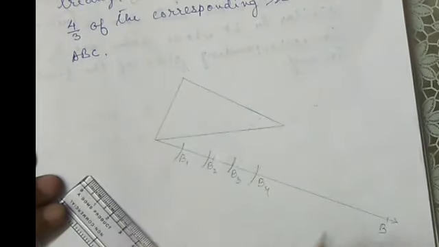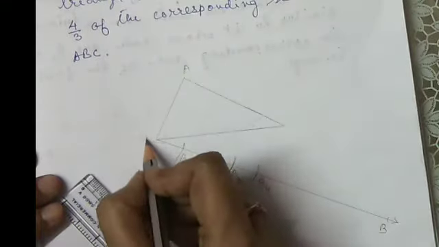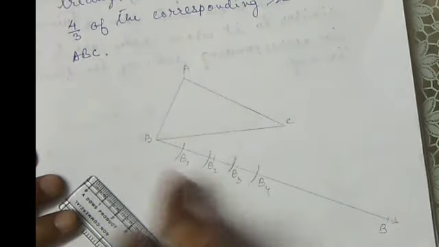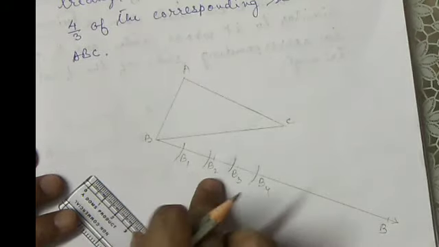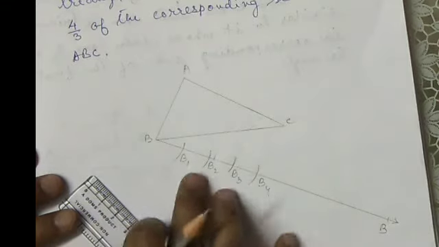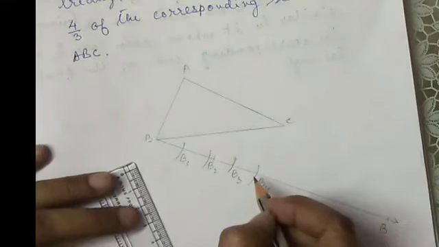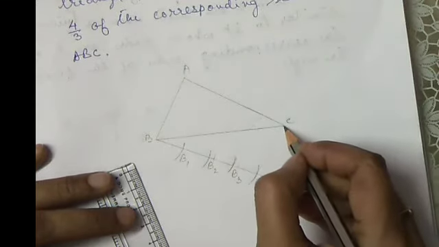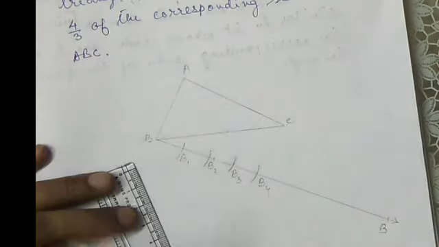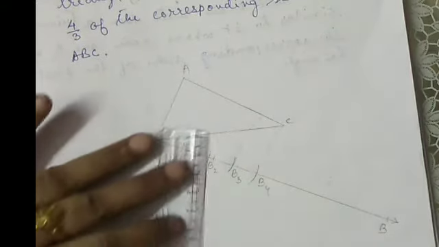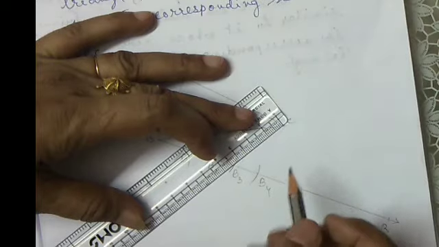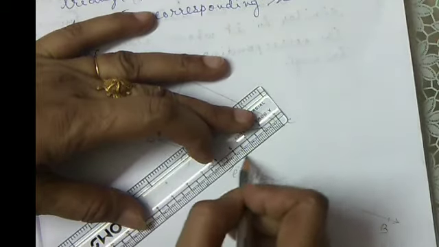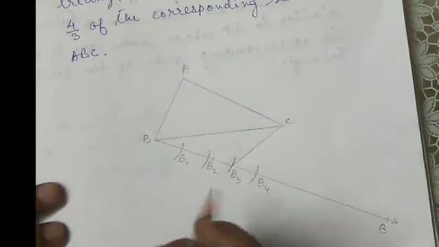So we have cut the whole line segment into 4 equal parts, B1, B2, B3, B4, by taking the points. This time you are not to join with the last point to the end point of BC. Here you join this, 3 out of 4 you have to take. So this third point will be joined with C.